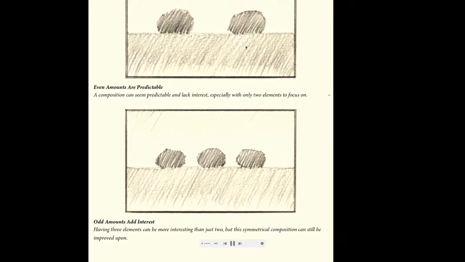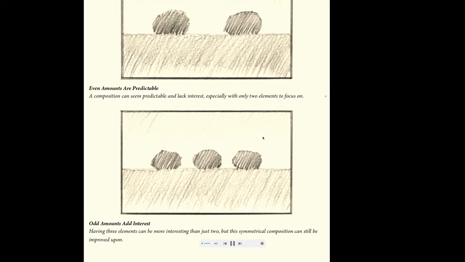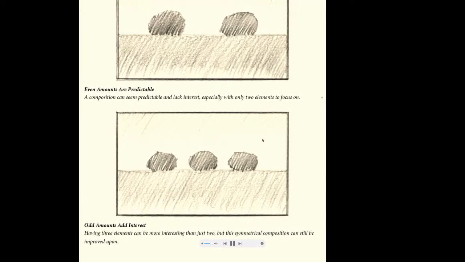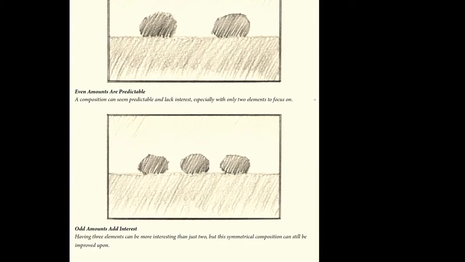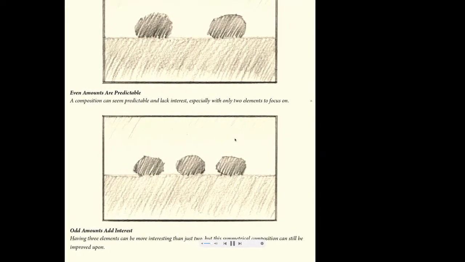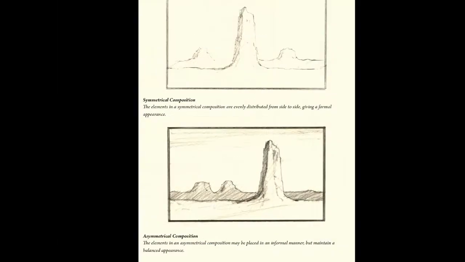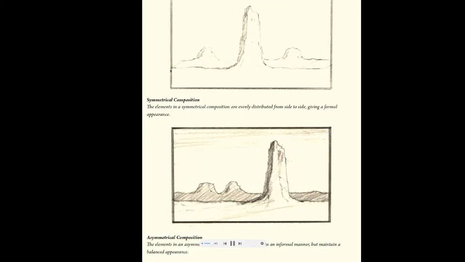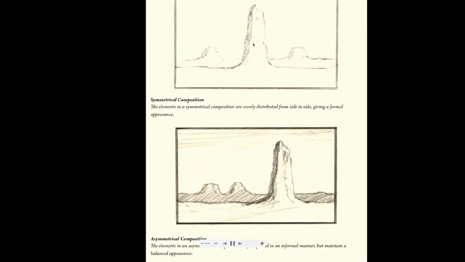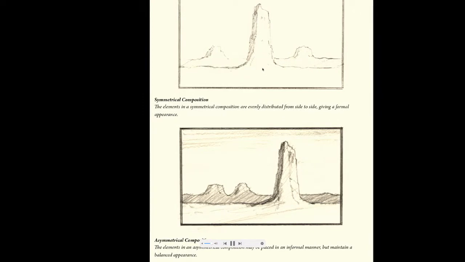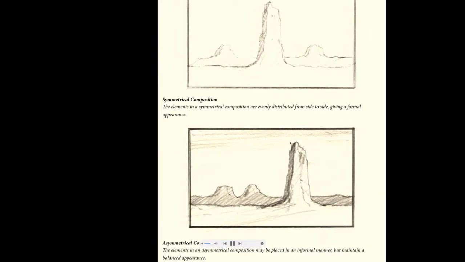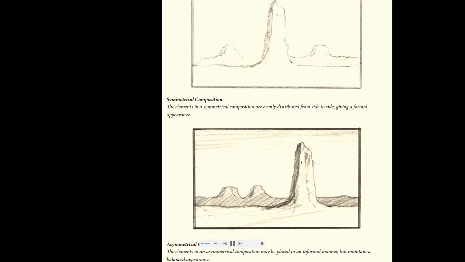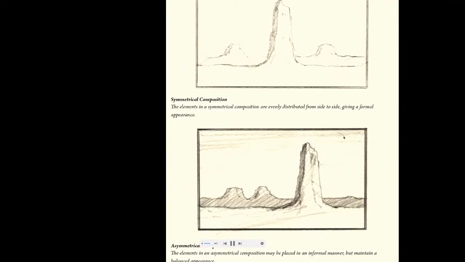Even amounts are predictable. Odd amounts add interest. So when you're setting up your drawing, think about putting an odd amount of elements into it. Sometimes a centered composition is very stable, but it's not as interesting as if you put your main element a little bit off center and create an interesting balance. Here you can't see the line, but it actually is there.